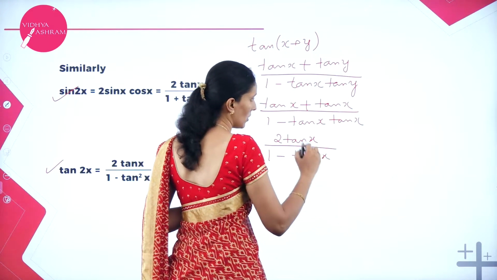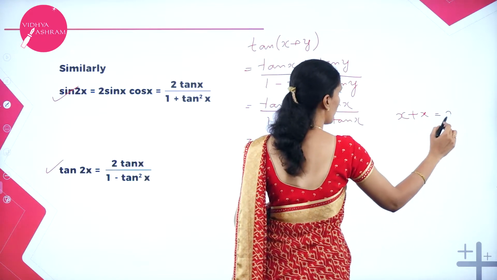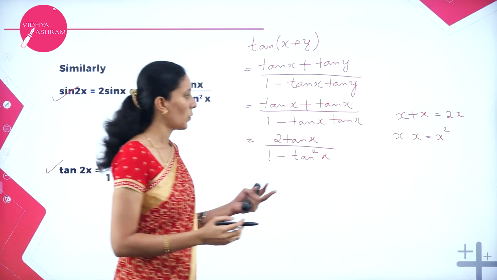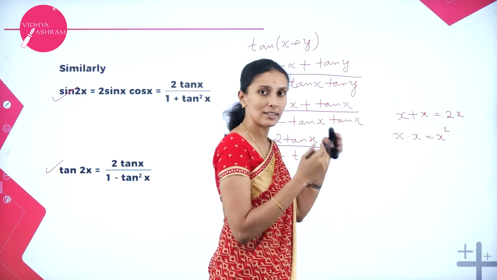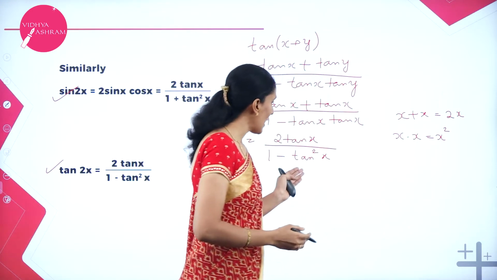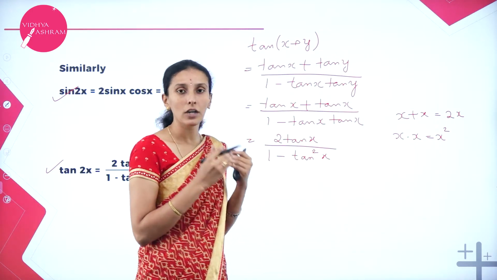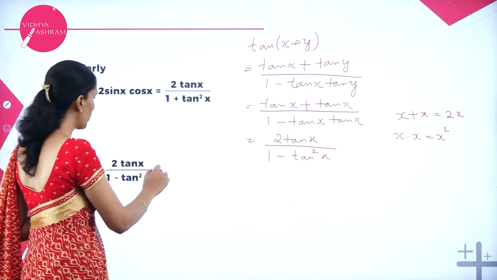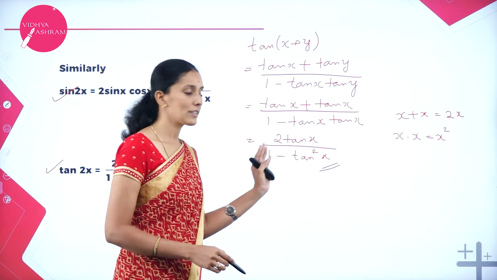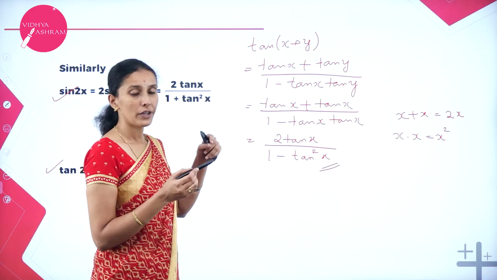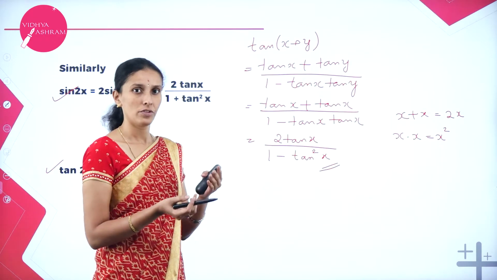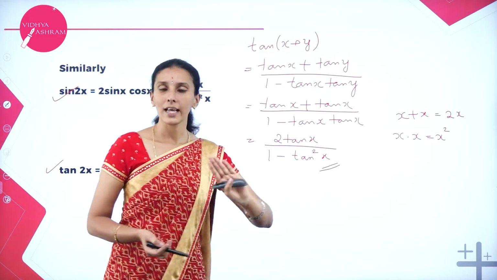Tan square x. So, remember x plus x is 2x, x into x is x square. Most of you will confuse it, writing x plus x as 2x, and x into x also as 2x, but it is wrong. X into x is x square. So, tan x into tan x is tan square x, it is not tan 2x. Thus we have proved this: tan 2x can be written as 2 tan x divided by 1 minus tan square x. Why can't we use the tan x minus y formula? Because if you replace y by x, it becomes tan x minus x, which is 0. Therefore, I can use only the tan x plus y formula.